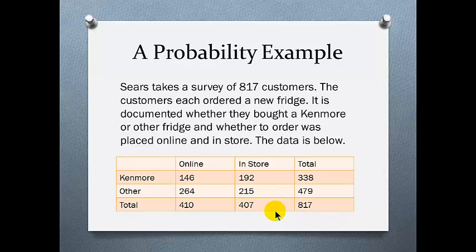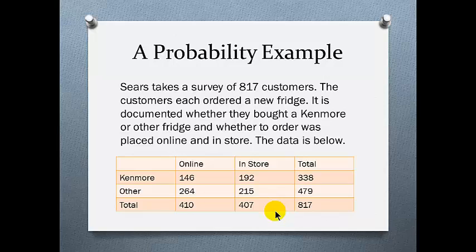Here's another great probability example. Let's say Sears takes a survey of 817 customers. Now these numbers are made up, they're completely fictional. And each of these customers just ordered a fridge, and Sears gets an extra kickback if they order a Kenmore, because that's Sears' staple brand. They also get a kickback if it's bought in store as opposed to online, and so they're interested in checking what are the probabilities here.